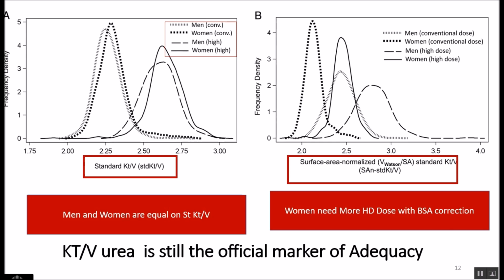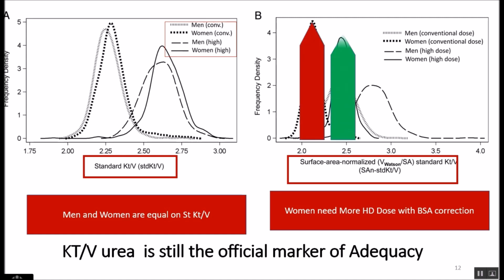And if you calculate that on the basis of body surface area, you will find that women and small patients are currently under-dialyzed. However, Kt/V urea is still the official marker of adequacy between genders and between big and small weighted patients.